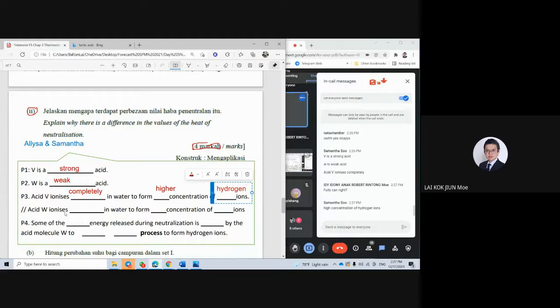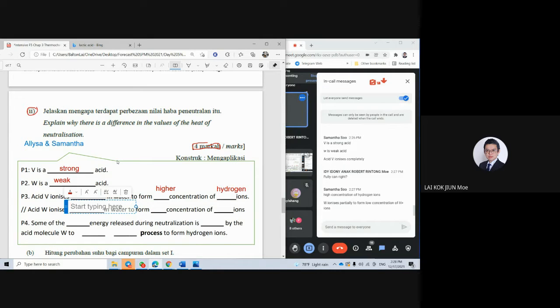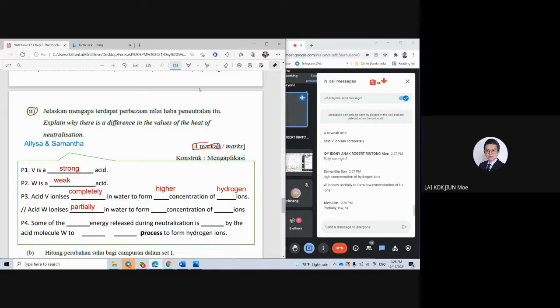All good. No wrong. So for W, it cannot fully, cannot completely. Samantha, we can use the term partially ionized. Very good, Samantha. This word is very useful, partially ionized, to form a lower concentration of hydrogen ion. Very good, well done, Samantha.